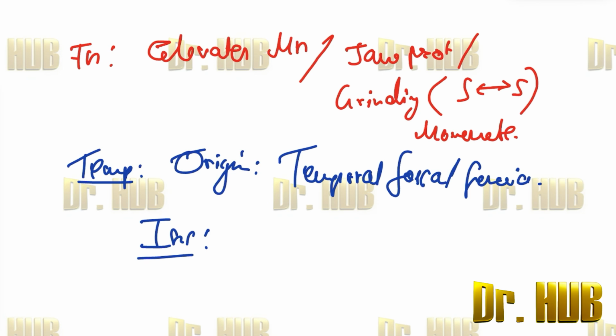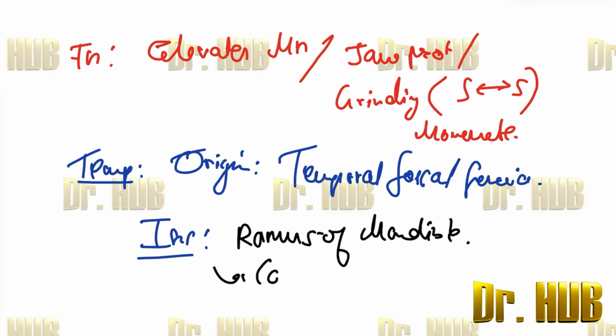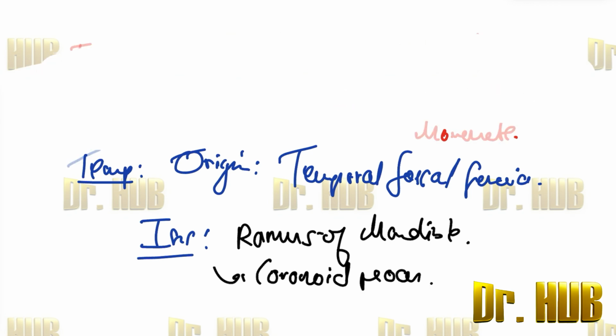Next, when you look at the insertion, where is it inserted? Insertion is in the ramus of mandible, and also the coronoid process. So we have the ramus of mandible and the coronoid process.